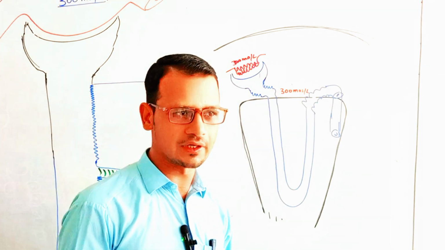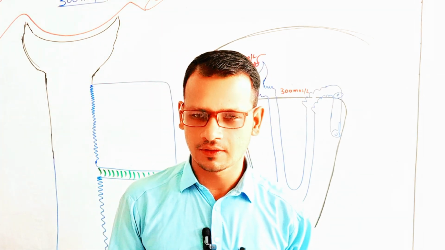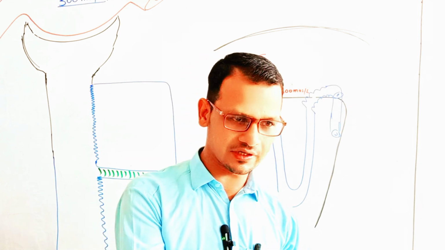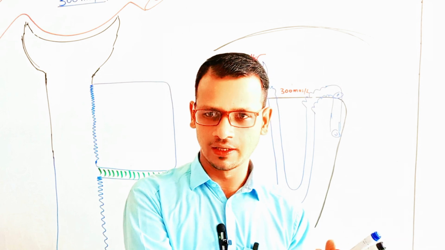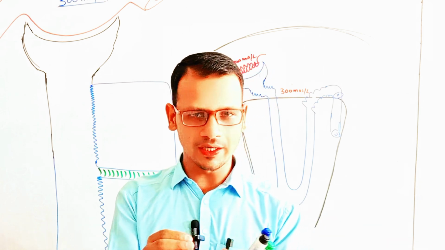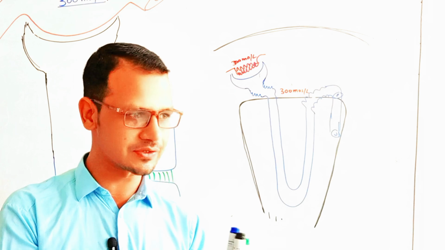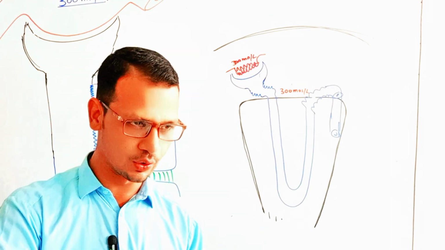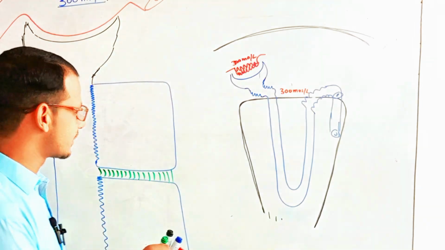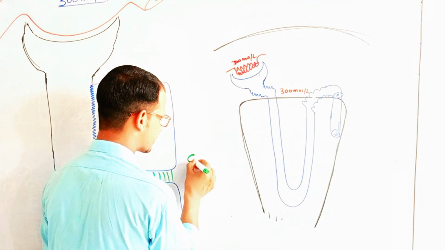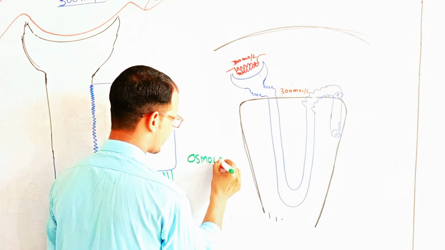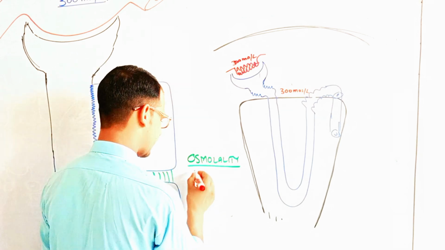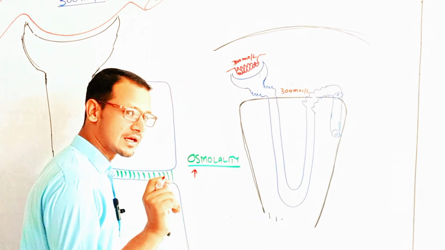Do you know isotonic, hypertonic and hypotonic solutions? When the plasma solute concentration and the solute concentration in another solution are the same, it is called isotonic. When the solute concentration in the solution is higher than blood plasma, it is called hypertonic. And when the solute concentration is low, it is called hypotonic. These are the three concepts of osmolality.